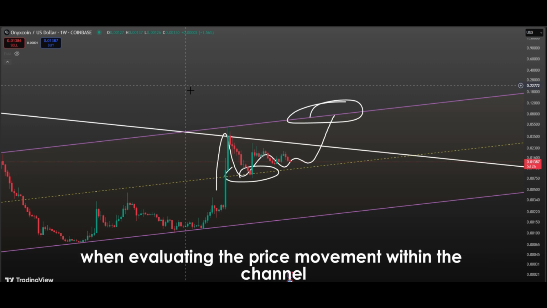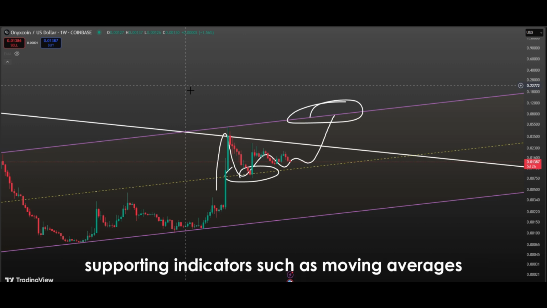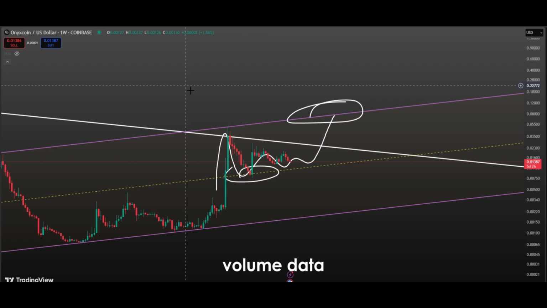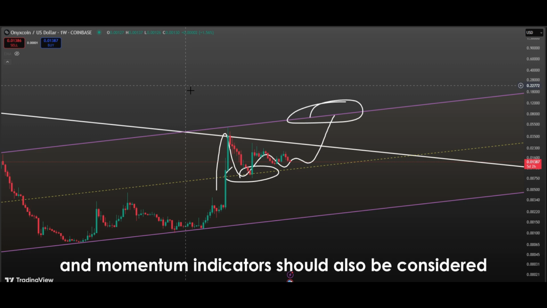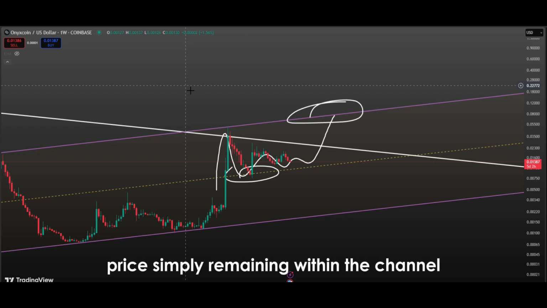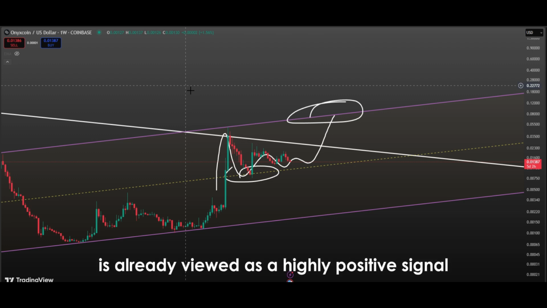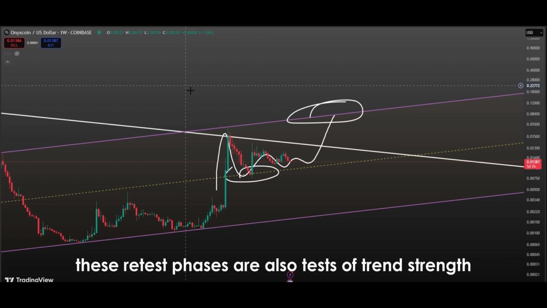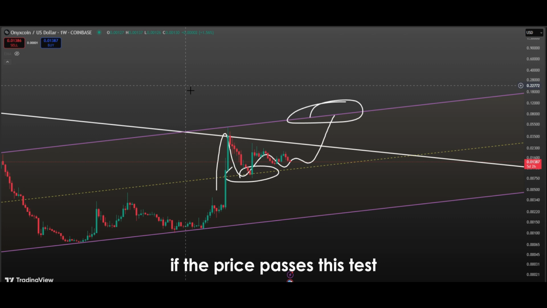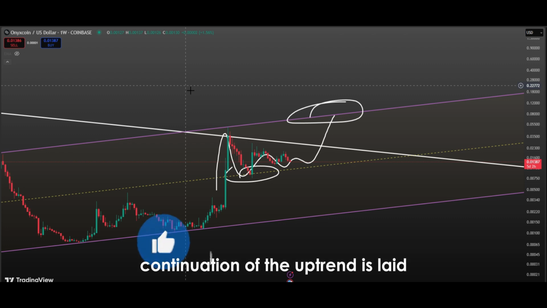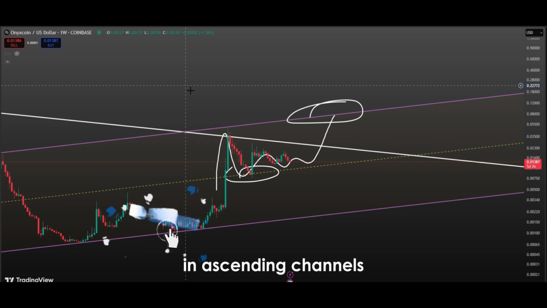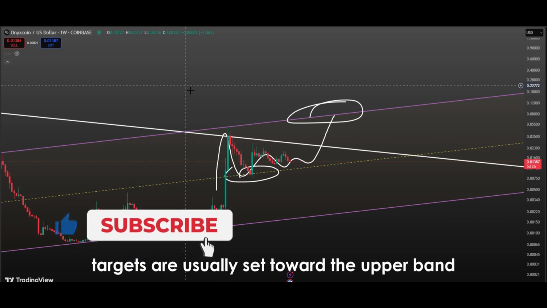When evaluating the price movement within the channel, supporting indicators such as moving averages, volume data, and momentum indicators should also be considered. However, the price simply remaining within the channel and holding at the midline is already viewed as a highly positive signal. These retest phases are also tests of trend strength. If the price passes this test and doesn't fall below the midline, the groundwork for the continuation of the uptrend is laid. In ascending channels, targets are usually set toward the upper band.